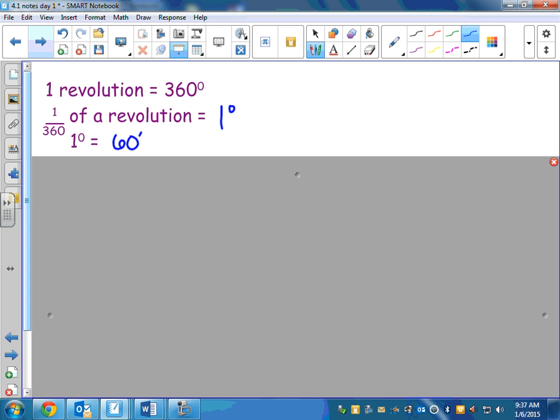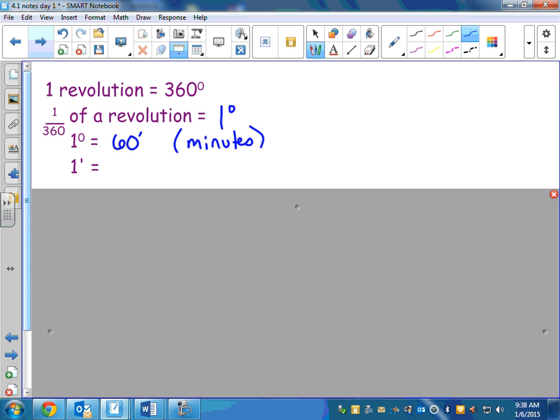The minute symbol is like an apostrophe. That's feet, not in degrees, minutes, seconds. So we can say minutes. And then in 1 minute, guess how many seconds there are? 60 seconds. 1 second, and you put 2 little marks on it, and you say seconds. Where is this used?